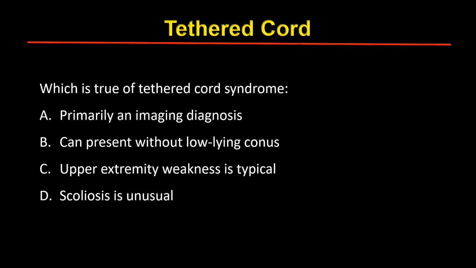So my last question, but not the last slide. What is true of tethered cord syndrome? Is it primarily an imaging diagnosis? Can it present without a low-lying cord conus? Upper extremity weakness is typical. Scoliosis is unusual. Awesome. I thought people would say C because I had a trend of C going on. Yes, so it can present without a low-lying conus.